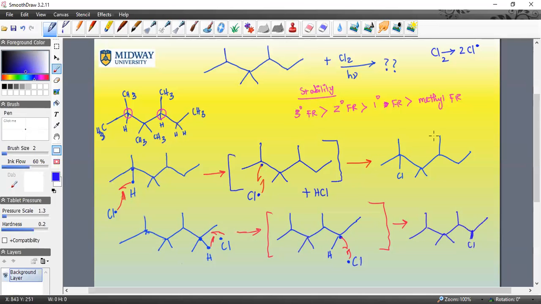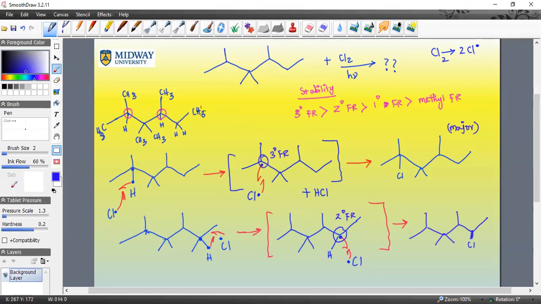This is probably one of the major products, and then you will also have another major product because that can also lead to a tertiary free radical. This led to a secondary free radical right here. This is a secondary free radical. This right here is a tertiary free radical. And then you can also have plenty of others, but if you do one, that's good enough.